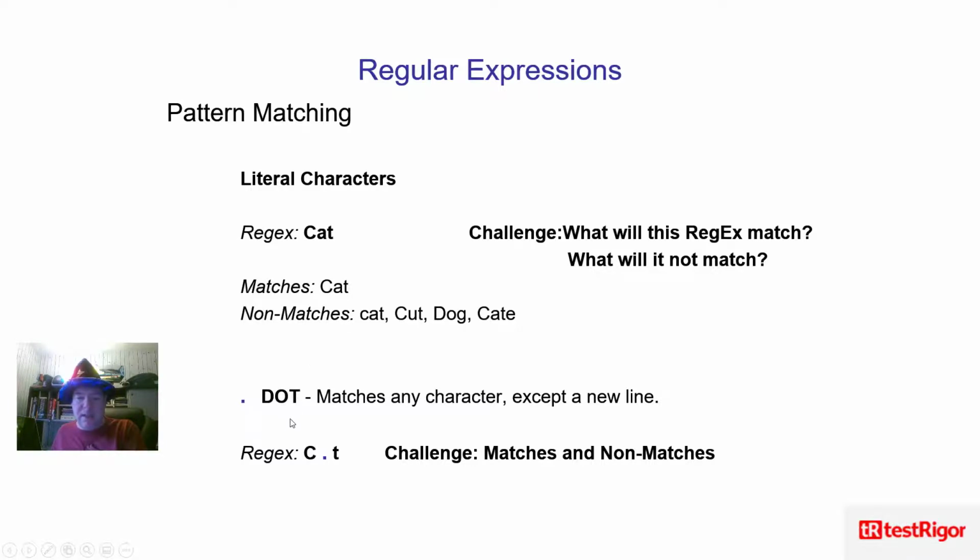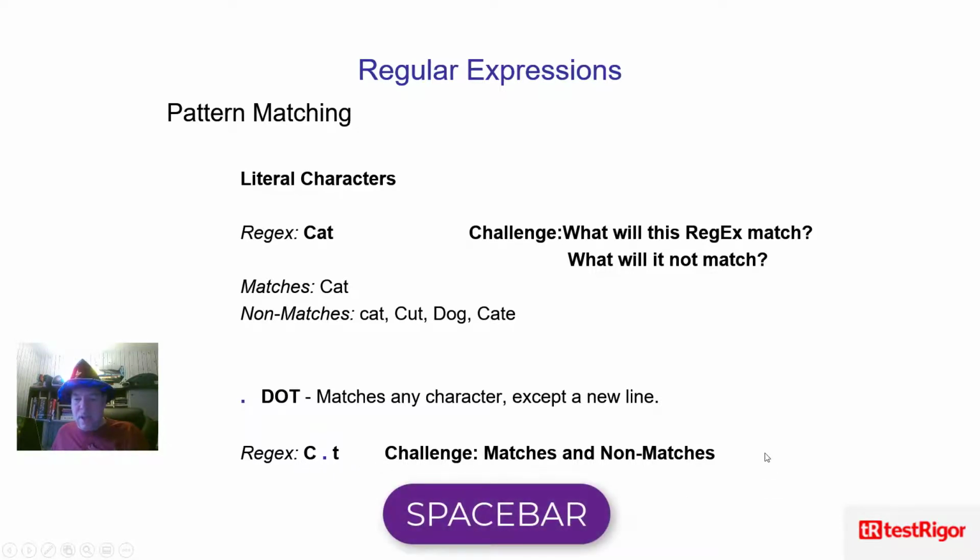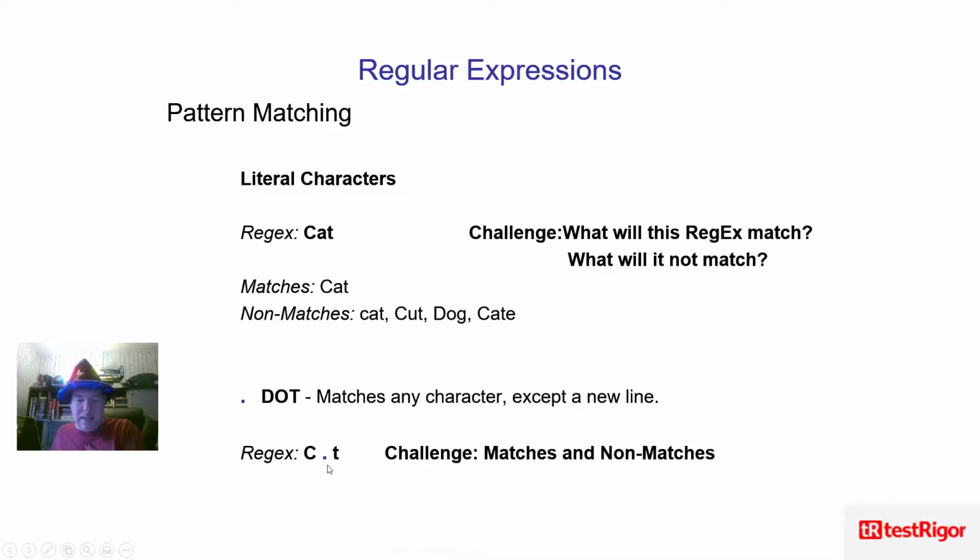All right, next on, our dot matches any character except for a new line. So here is our next challenge, C.T. What will it match and what won't it match? Hit spacebar now. Okay, we're back, and C.T will match cat or cut or even C space T, if you can believe that.